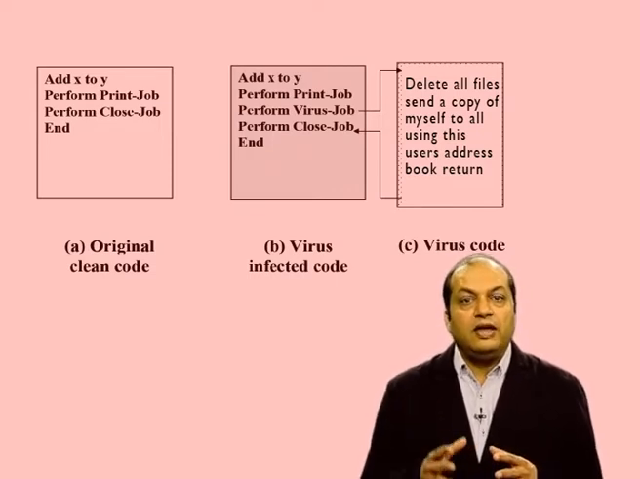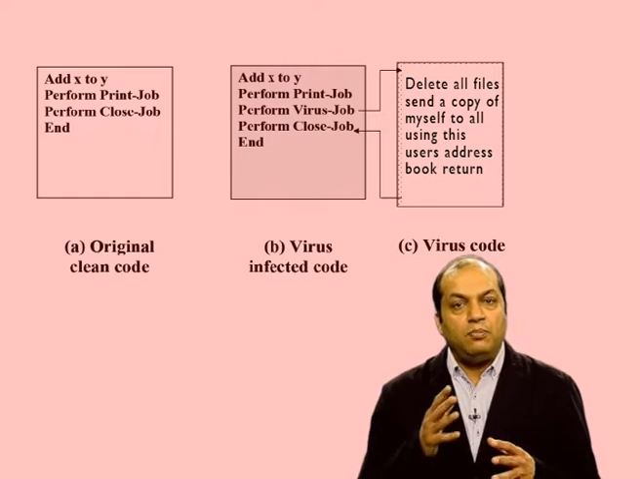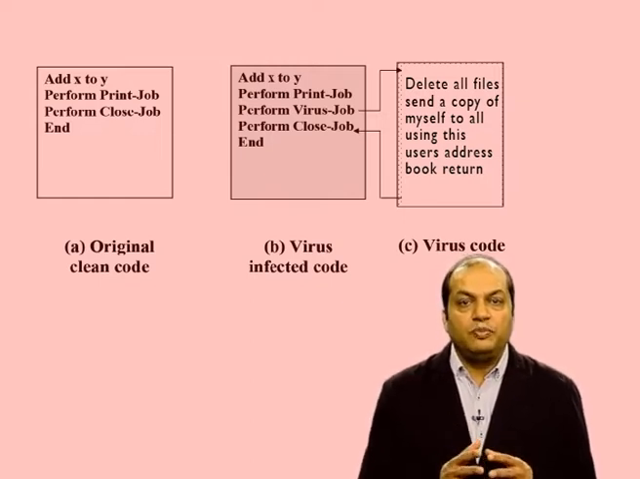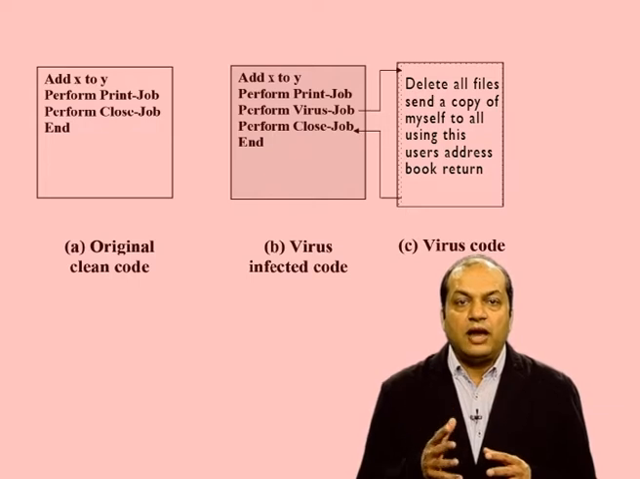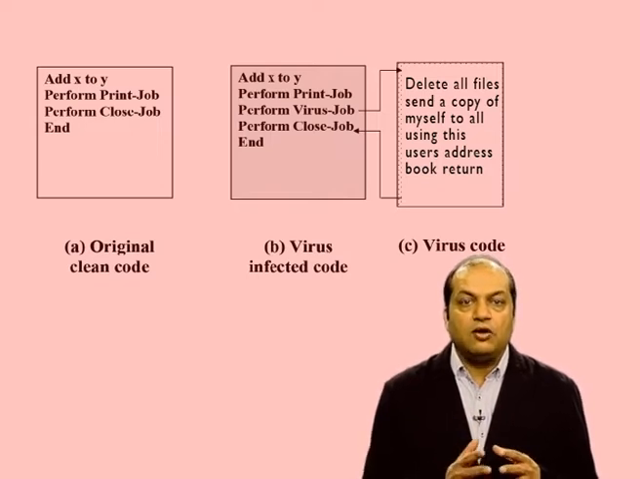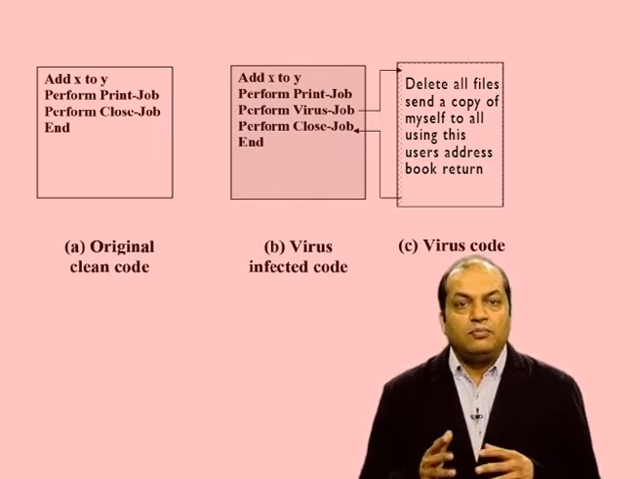Here, the infected program has embedded the virus code in it. It begins with the function to print the file which it has chosen, perform the print job, and then delete all the files and send a copy of it, and then perform the close job. The virus code is executed rapidly, so the user will not notice any execution of the virus and the normal code.